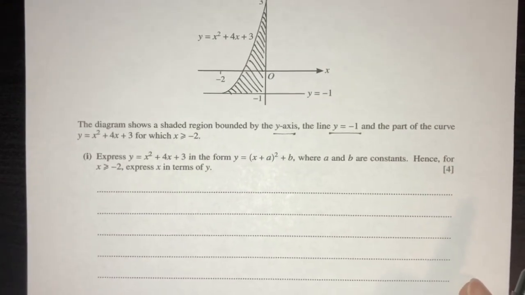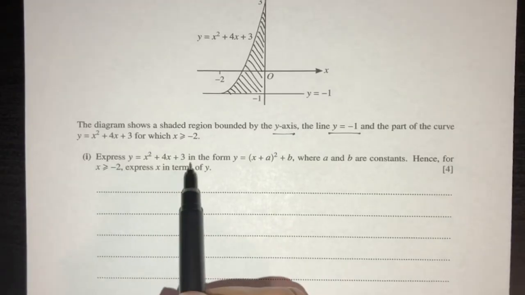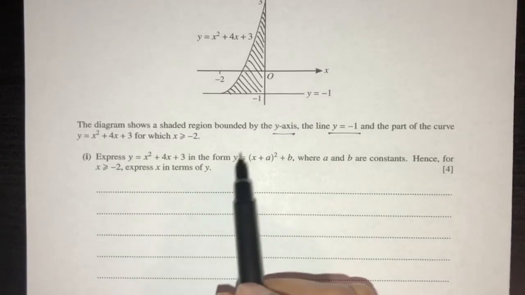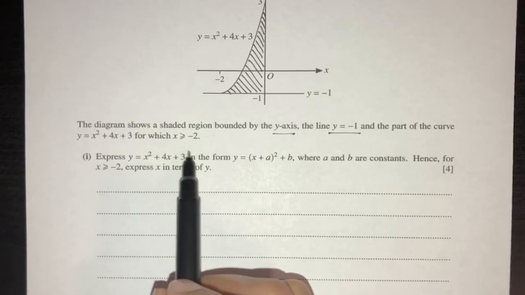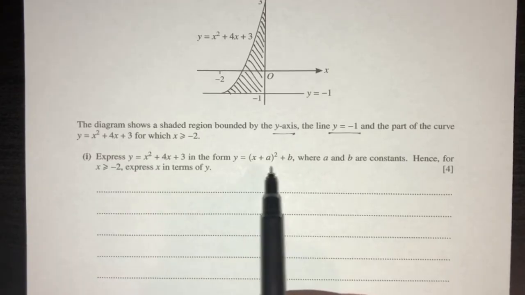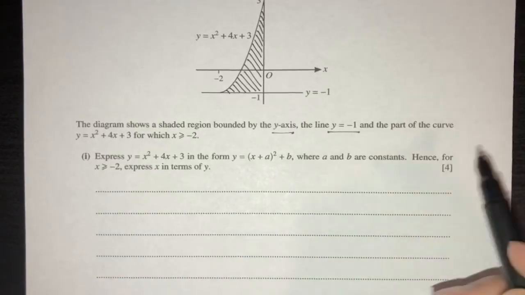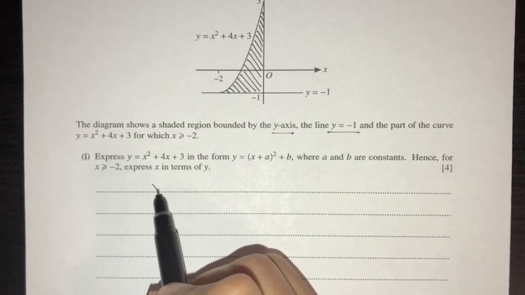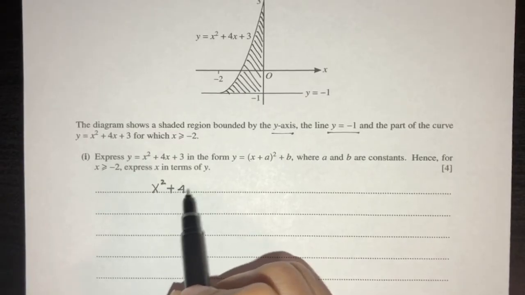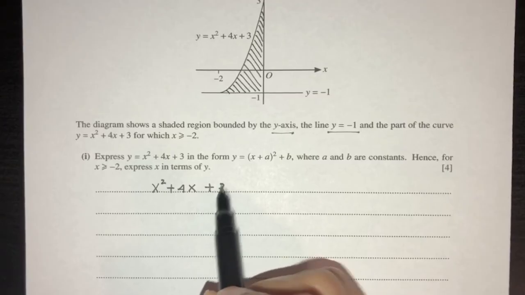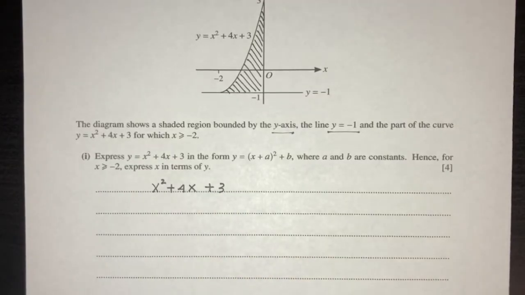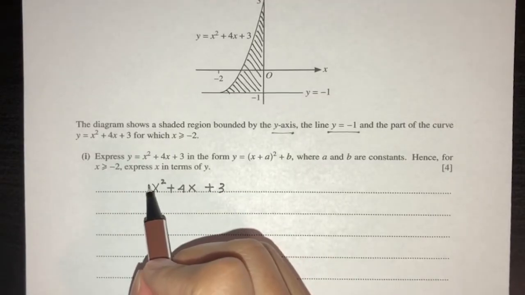So part 1 is pretty easy. We have to express this equation in the form of this. So this means we just have to complete the square to make it look like this. So let's do that. So first step is to write this down as it is. So we first have to check the coefficient of x squared. It is 1.